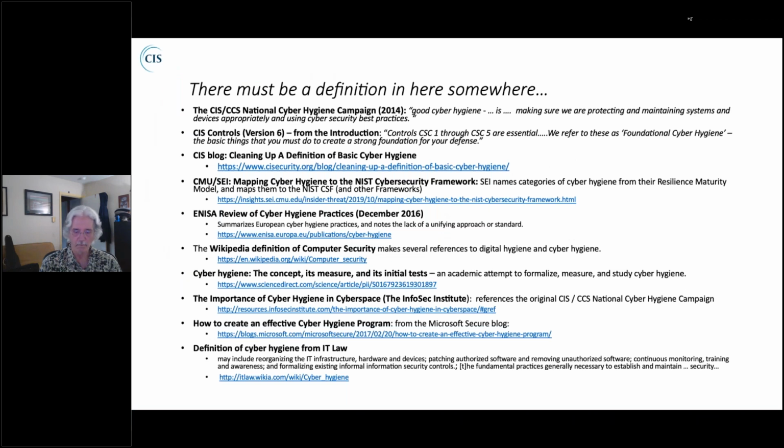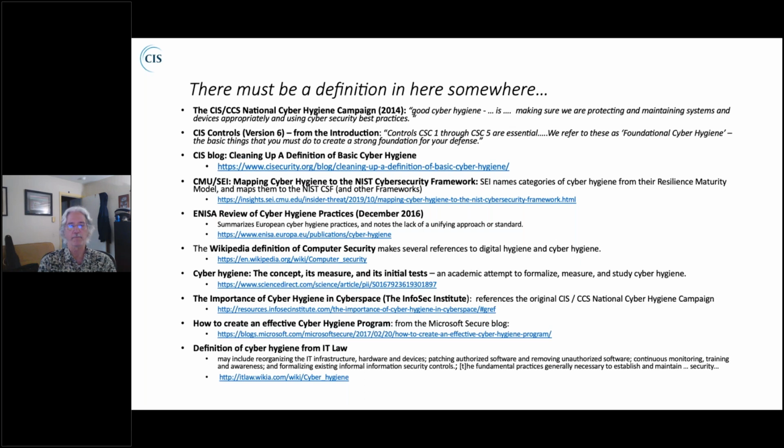Well, hey, there's definitions of all types here. What you'll see, and these are just a sample of the ones I've collected over the years, is that when people use the term, they rarely define it. They'll normally give you a few examples. For example, cyber hygiene is really important. For example, patching. For example, good configurations, that sort of thing.